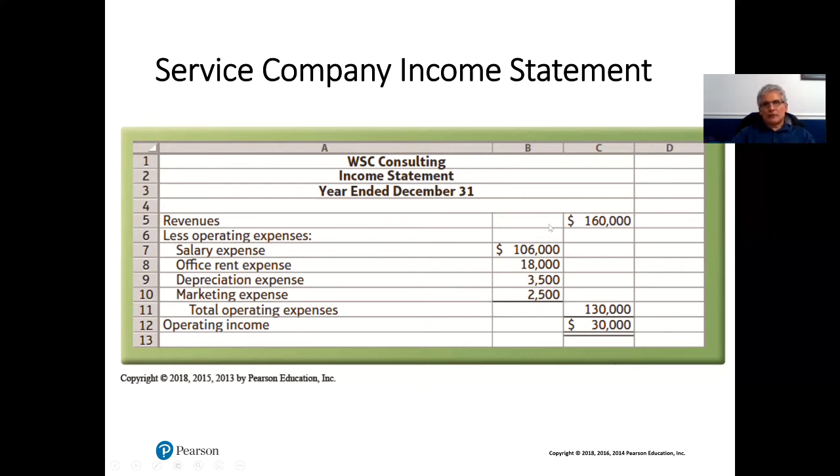You have revenues, and then you have operating expenses, which includes salary, office rent, depreciation, marketing expenses. We add those up and we come up with our total operating expenses. So revenues less the operating expenses are going to give us operating income for a consulting company.